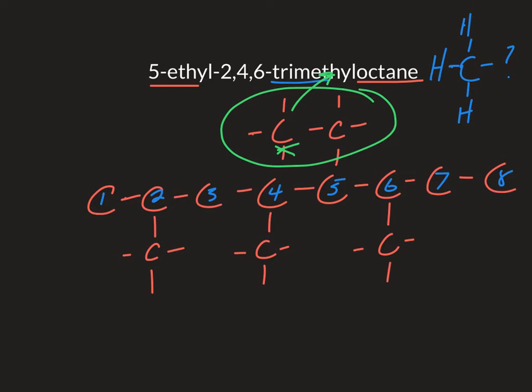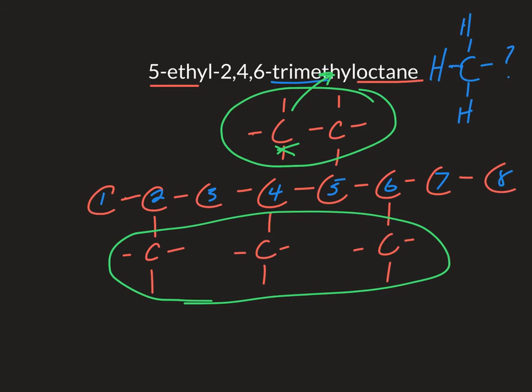So just make sure you have your 2 carbons in a row. And then I have all 3 methyl groups down at the bottom right here. And I have my 8 chain of carbons, and they're all single bonded. So I hope that helps.